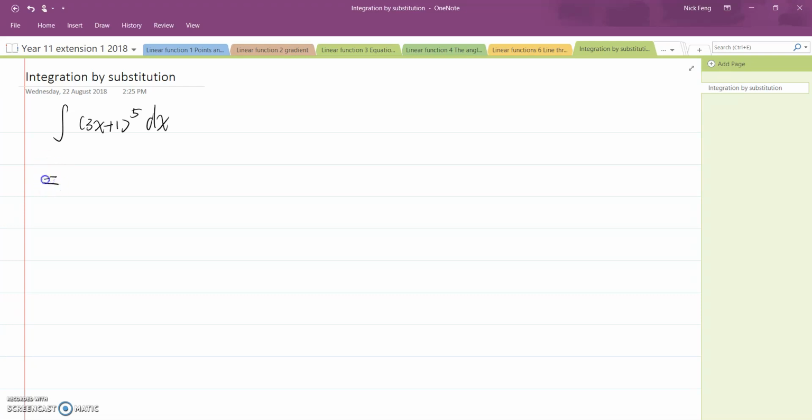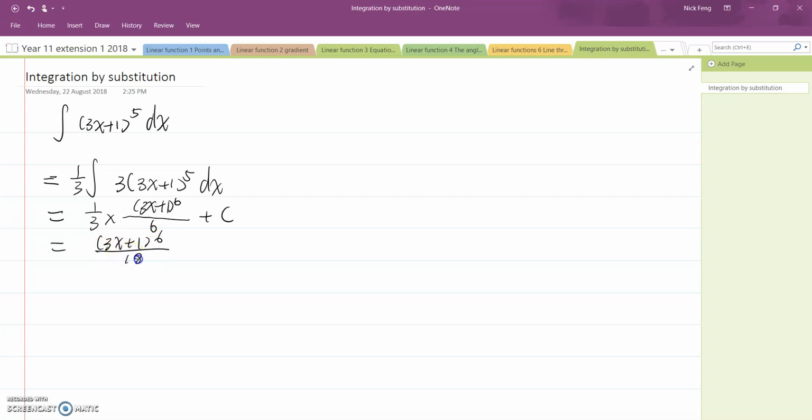However, this is a simple case. That's why I said the component of this function is just 3, because that is the derivative of whatever is inside. But we can't actually do that without putting a third outside. And then we can integrate this as a whole thing through the normal integration process, which gives you (3x+1) to the power of 6 over 18 plus c.